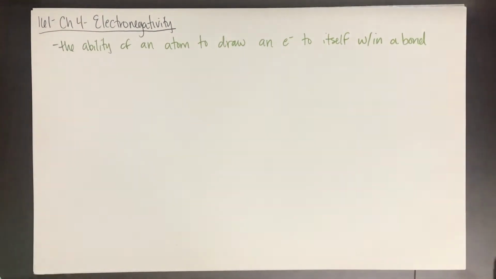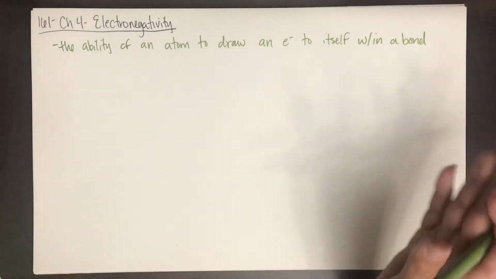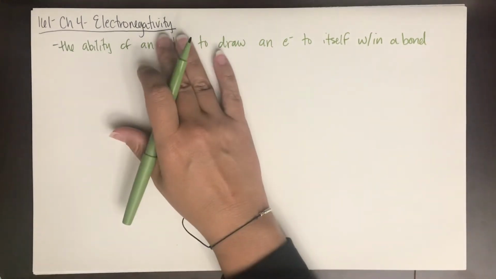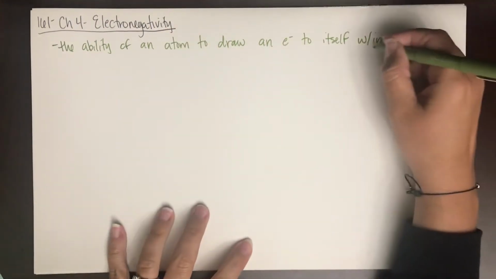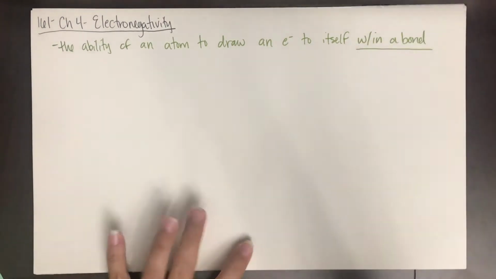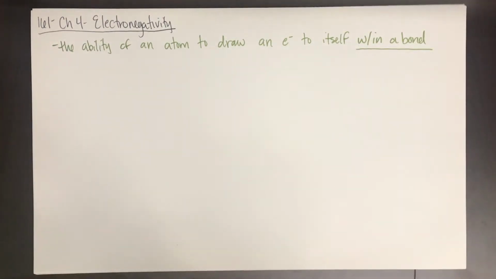At the end of a previous chapter, we talked about some of the periodic trends, electron affinity and ionization energy, which was talking about gaining or losing an electron. The difference between those and electronegativity is that electronegativity is within a bond. The others were just ions.